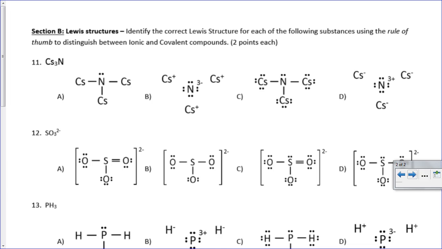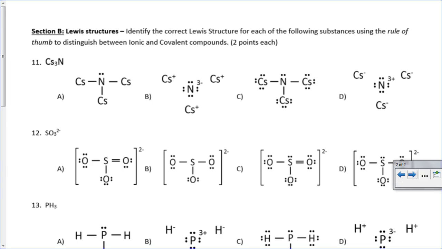All right, the next 3 problems here are all about constructing Lewis structures. I'll kind of lead you through the process of elimination here. This first one is cesium nitride, Cs3N. In this one, it's an ionic bond because I've told you to use the rule of thumb to try and determine whether it's ionic or covalent. So it's a metal and a non-metal, which means it's going to be ionic, which means that some atoms are going to be giving their electrons to other atoms.